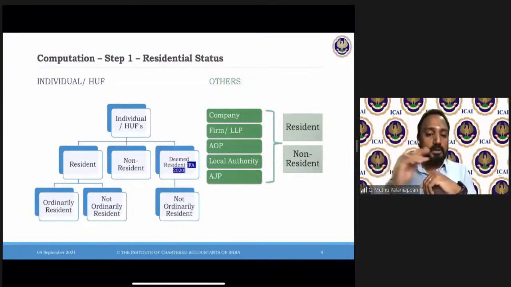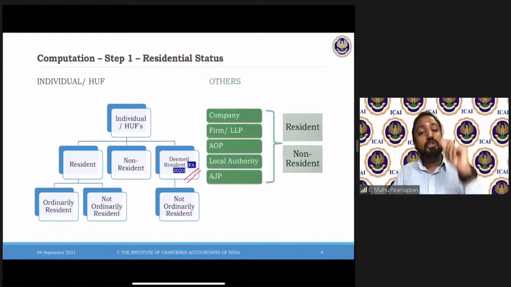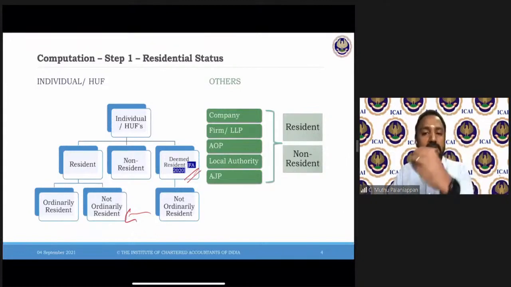So there are two resident statuses. One is ordinary resident and the other is not ordinarily resident, so OR and NOR. And then you have a non-resident. In Finance Act 2020, there is a new provision that is inserted, a concept called deemed resident. So deemed resident is always a not ordinary resident. So what do you mean by a deemed resident? We will just discuss it a little later.